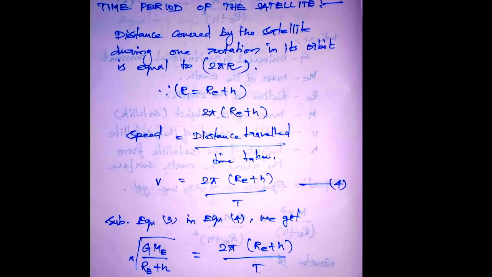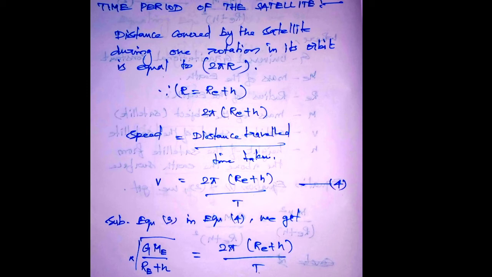Therefore the distance covered by the satellite during one revolution in its orbit is equal to 2πr, that is the circumference, as the orbit is in a circular shape. So considering the circumference, capital R equals Re + h, and substituting here, we get 2π(Re + h). We know the formula for finding the speed: speed equals distance travelled divided by time taken. So what is the distance? Just now we found the circumference value, so substitute here. Therefore v equals 2π(Re + h) divided by capital T. This is equation number 4.